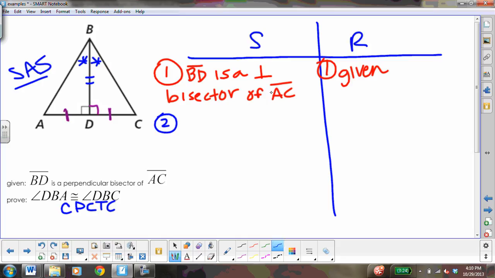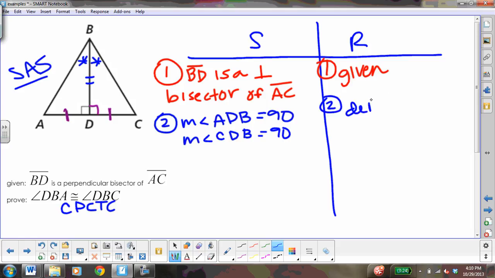I'll start with the perpendicular part. So since BD is perpendicular to AC, that means that the measure of angle ADB equals 90, and the measure of angle CDB equals 90, because of the definition of perpendicular.